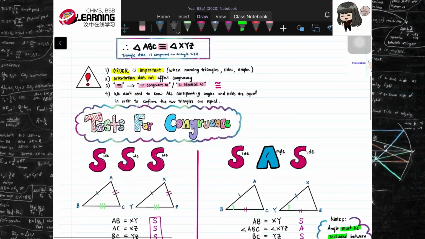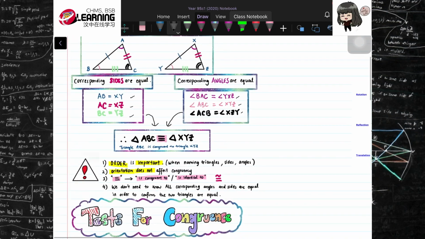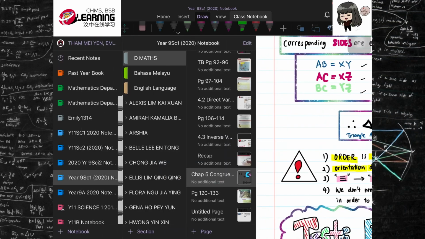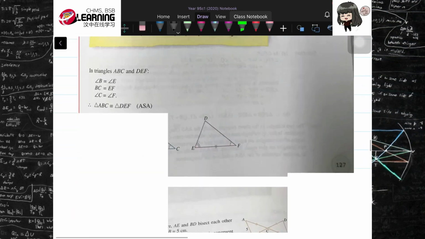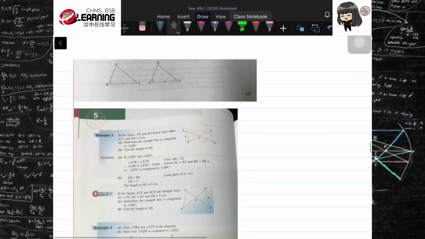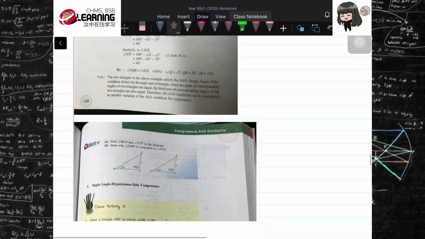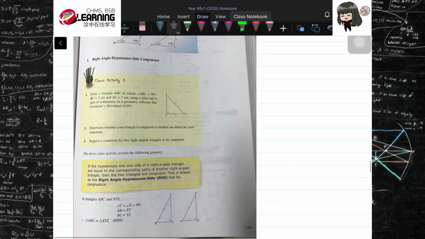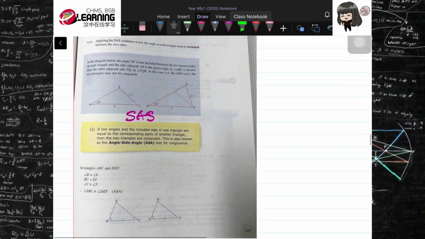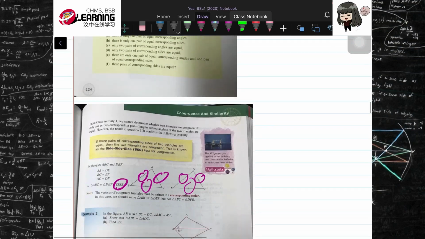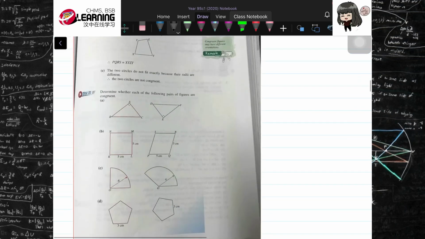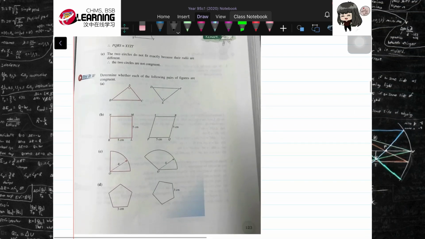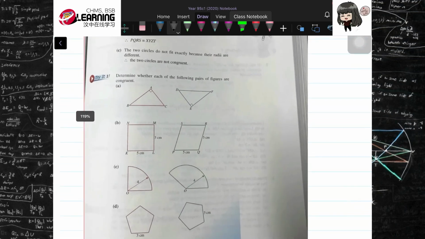So the notes you list down. And then this page, I want to go through with you first. On this Try It 1, you don't need to copy this into your notebook. You don't need to do this. You just need to listen here.